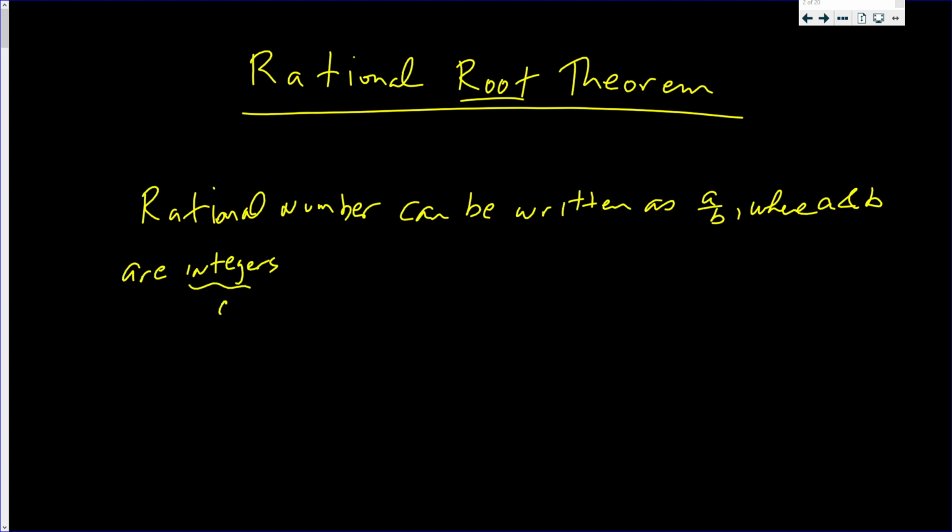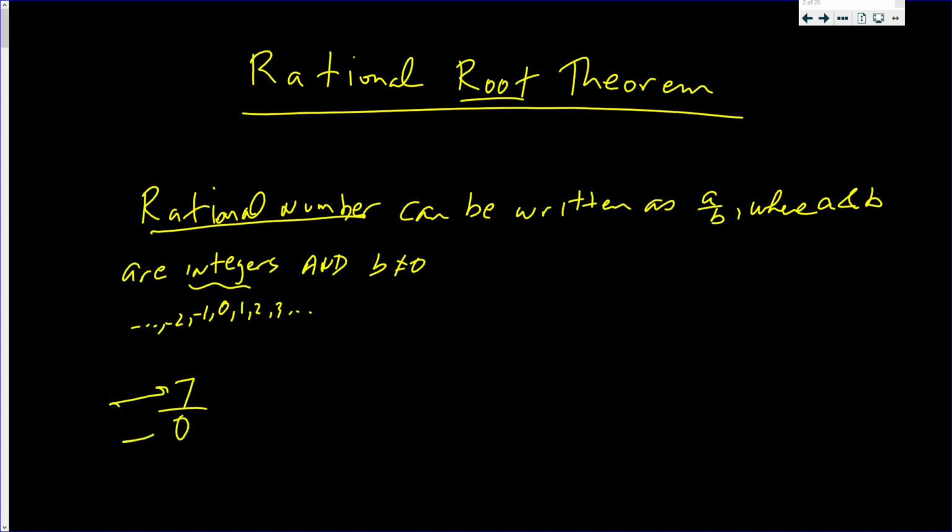Remember, integers have 0 and 1 and 2 and 3 forever. It also has -1 and -2 and -3 forever. And the denominator b is not 0. A rational number is the division of two integers where the bottom number is not 0. 7 over 0, as clear as can be, is the division of two integers, but we're dividing by 0, so it's not a rational number.